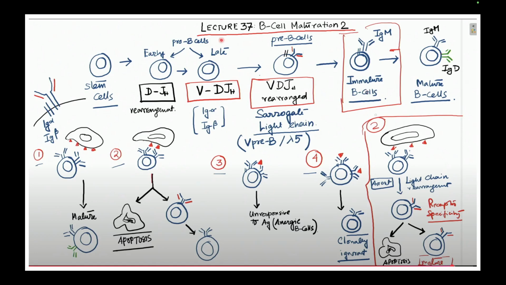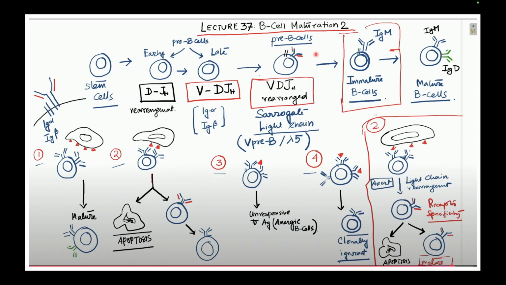This is the surrogate light chain sequence which adapts here, and when the cells start expressing a fully VDJ rearranged heavy chain along with the surrogate light chain and Ig alpha and Ig beta, at this stage we call it a pre B cell. Then when the light chain rearrangement is complete and the surrogate chain is replaced by the original light chain, at this stage we call it an immature B cell.